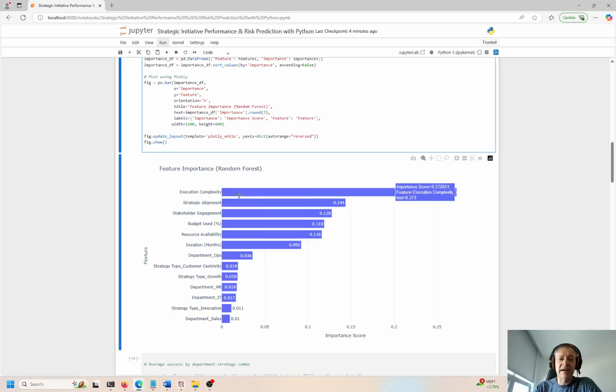So if you have very complex infrastructure, yeah, the project could be at risk, right? Strategic alignment. If you're not aligned, then yeah, your project is going to be at risk, right? Stakeholder engagement. If nobody is engaged, then your project is at risk, right? If they're engaged, they're not at risk.